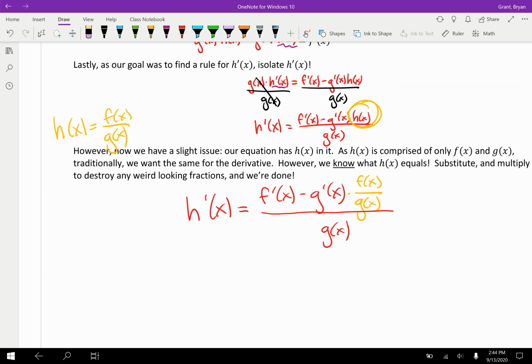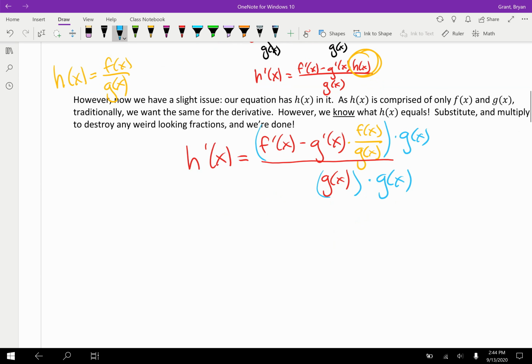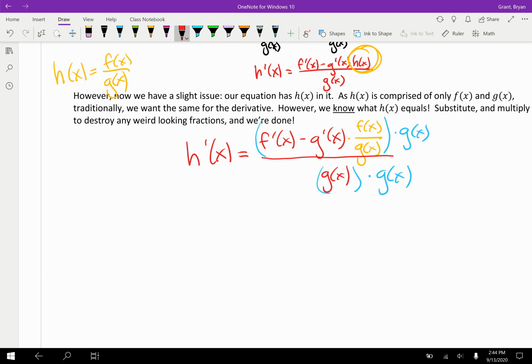It is, again, no problem, perfectly correct, except it's weird to have a fraction within a fraction, that complex fraction issue. So what I'm going to do instead is go ahead and multiply the top and bottom by this denominator so that we can undo it. So we'll multiply the top and bottom of our fraction, numerator and denominator, by g of x.